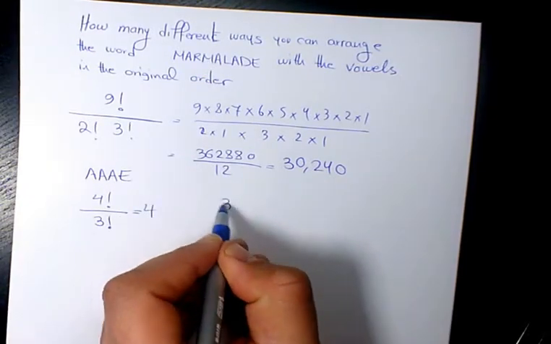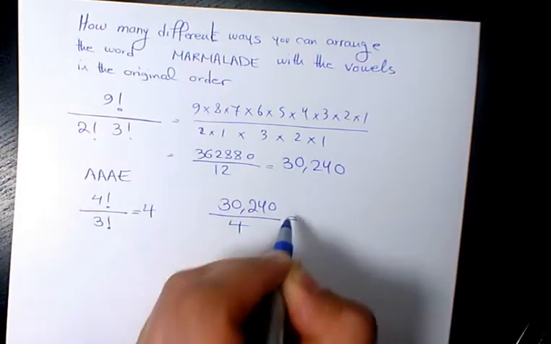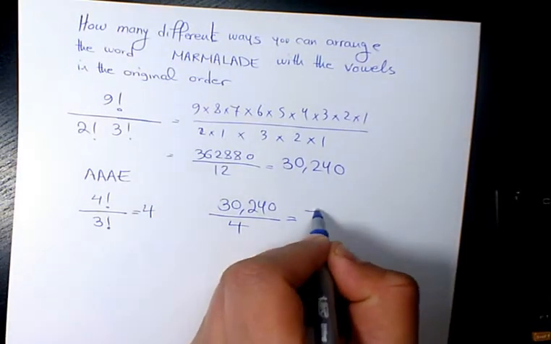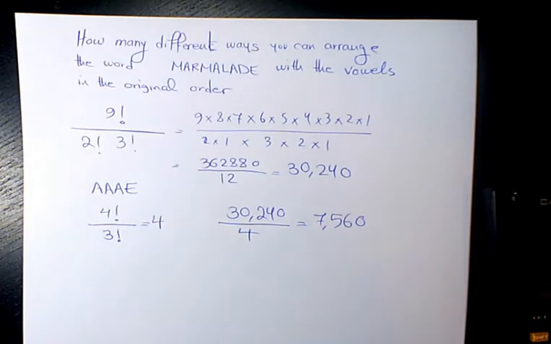So I'm going to have 30,240 divided by 4. The answer will be 7,560 different ways. So 7,560 different ways to arrange marmalade with the vowels in the original order.